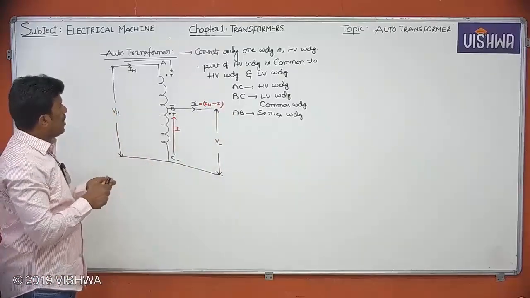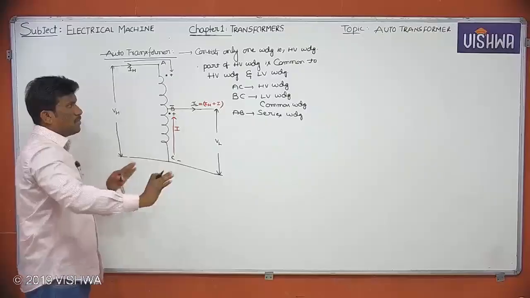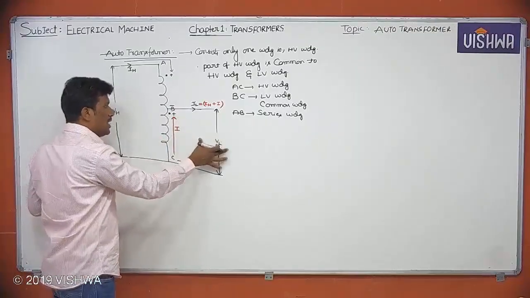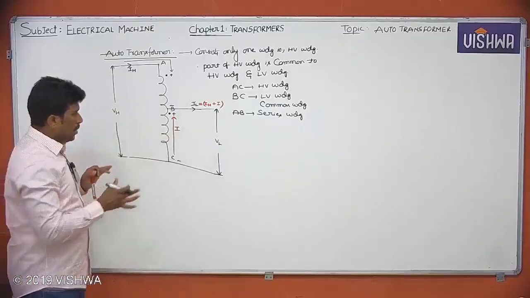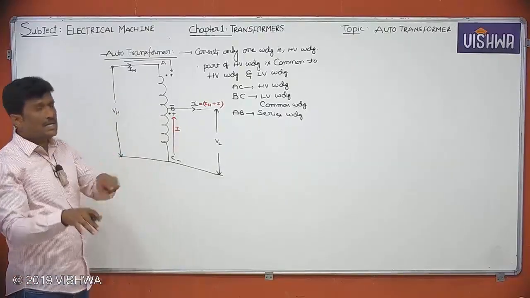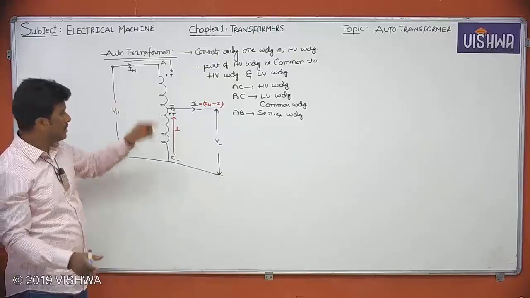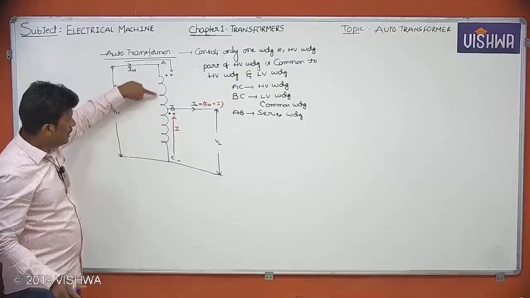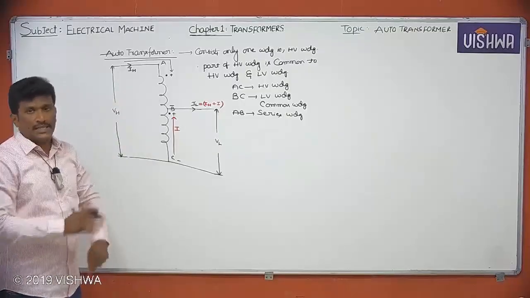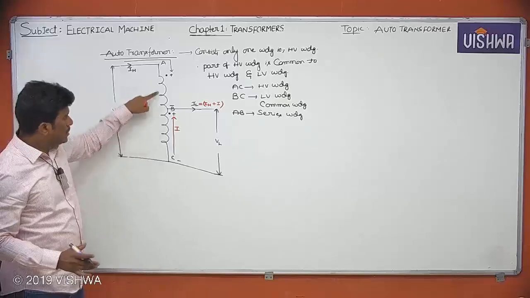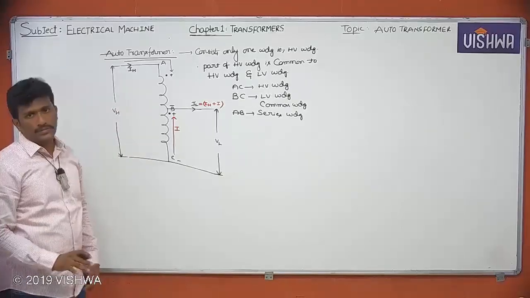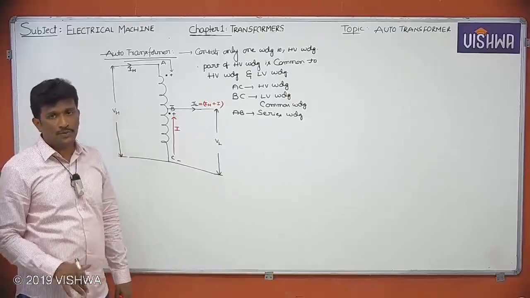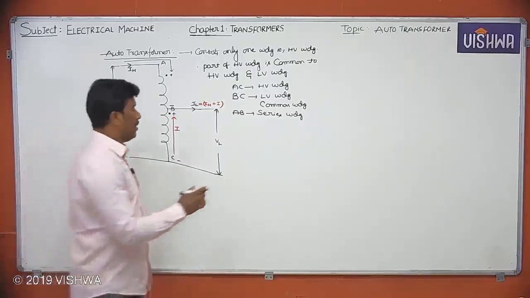Now, though I'm having only one winding, AC is the high voltage winding here. Part of the high voltage winding, BC, is common to both low voltage and high voltage. So observe clearly, if you consider this as two sections, this one section, this one another section, series winding section, common winding section. These two sections are electrically connected, and these two sections are magnetically also coupled. Therefore, in auto transformer, power transfers not only by induction principle but also by conduction principle. That we have to remember.